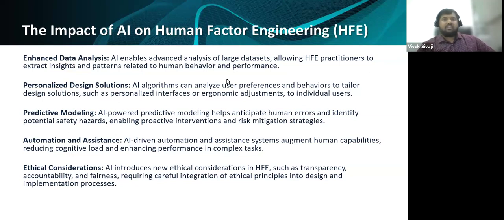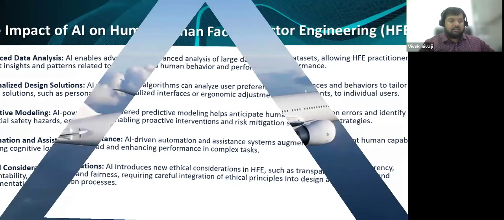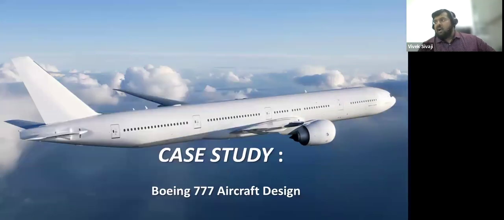And there is also the ethical consideration we should never forget about, right? AI introduces new considerations there, such as transparency, accountability, fairness, etc., requiring careful integration. We cannot say that AI is the perfect solution, but it is not a very bad solution, you can say. Now, I would like to explain how this is applicable for certain things.